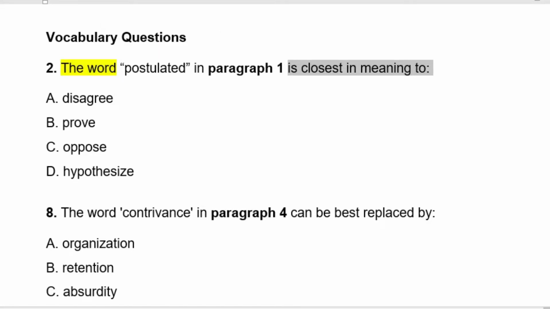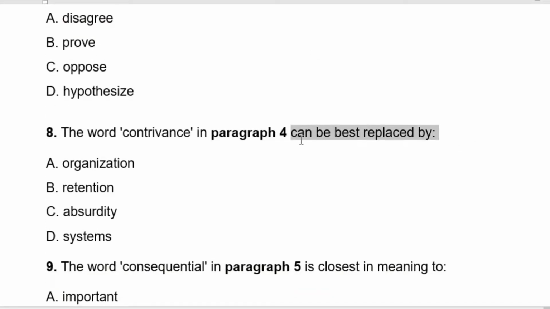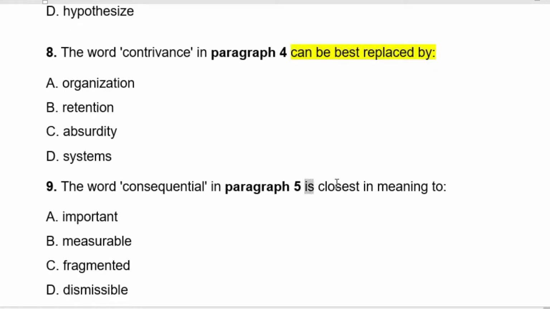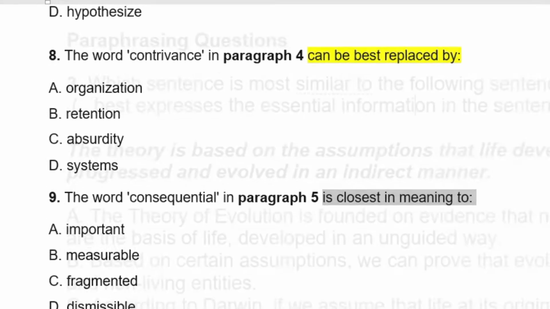If you see this set of words, it means that this is about vocabulary question. Also, you can have can be best replaced by. And as you can see here, is closest in meaning to, which is the same as the first one.